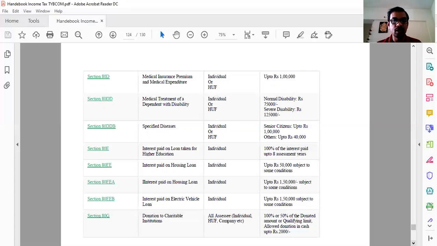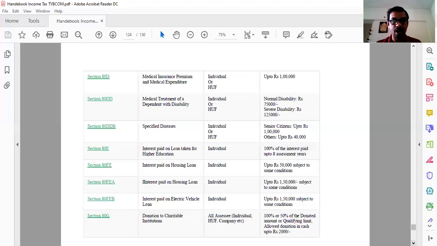Interest paid on loan taken for higher education, applicable for individual. 100% of the interest paid up to the 8th assessment year from the date of loan taken. Okay, that is the limitation. 100% amount is deductible, and it is deductible up to the next 8 assessment years. Understood this? The next one is section 80EE.